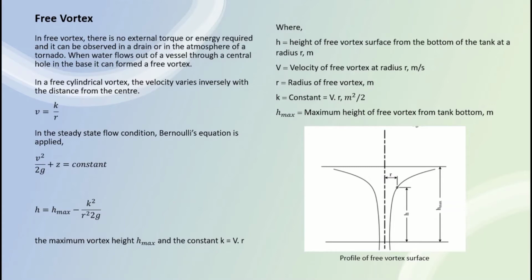When water flows out of a vessel through a central hole in the base, it can form a free vortex. In a free cylindrical vortex, the velocity varies inversely with the distance from the center: V equals K over R. In a steady-state flow condition, the Bernoulli equation is applied, so V squared over 2g plus Z equals constant. We substitute the first equation into the second equation, and we get H equals H max minus K squared over R squared 2g, where H max is the maximum vortex height and the constant K equals V dot R. This is an illustration of the profile of a free vortex surface.